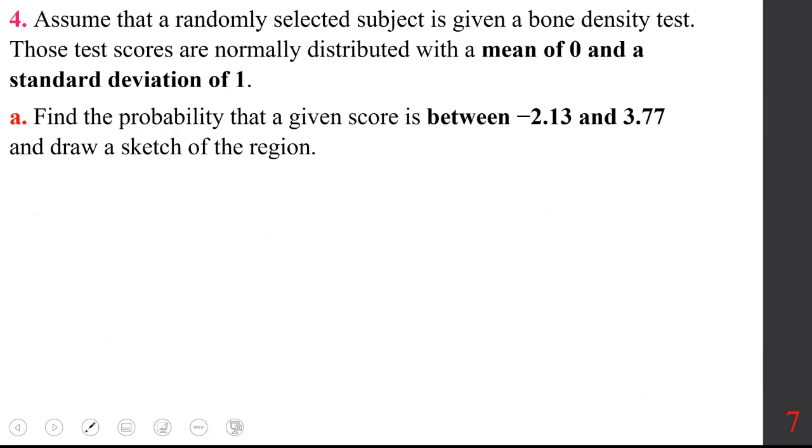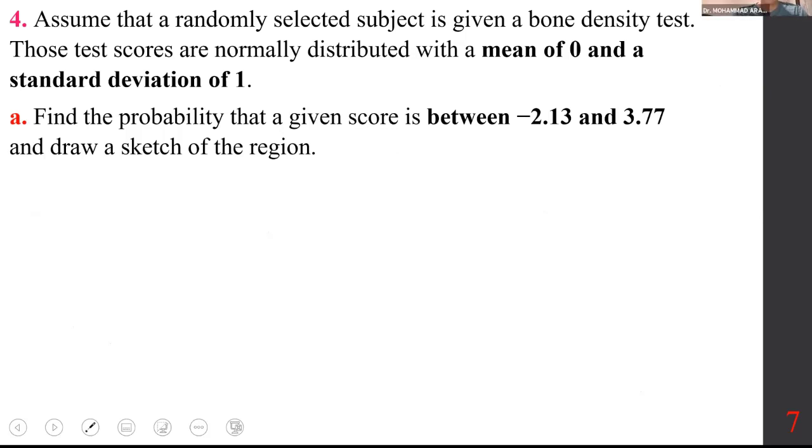Assume that a randomly selected subject is given a bone density test. Those test scores are normally distributed with a mean of 0 and a standard deviation of 1. Find the probability that a given score is between negative 2.13 and 3.77 and draw a sketch of the region.